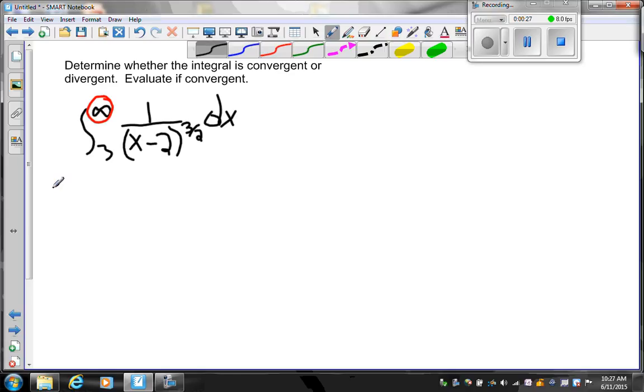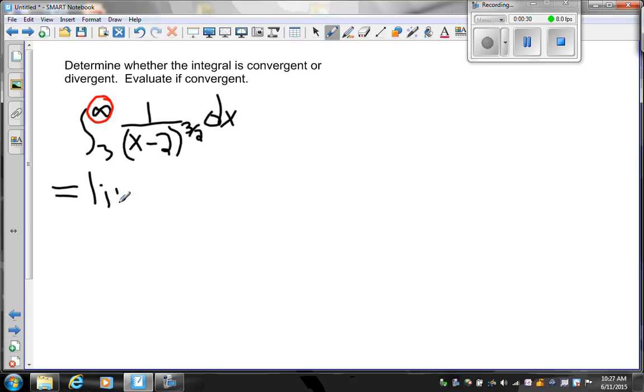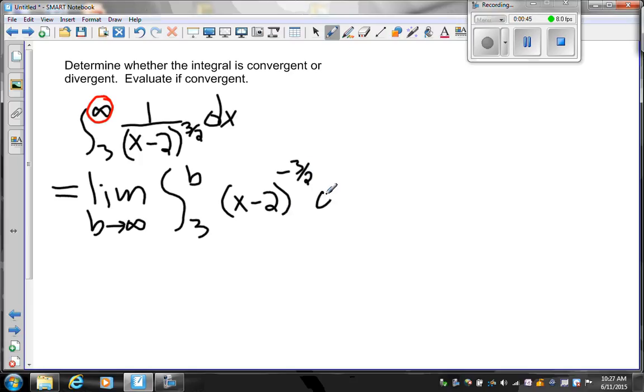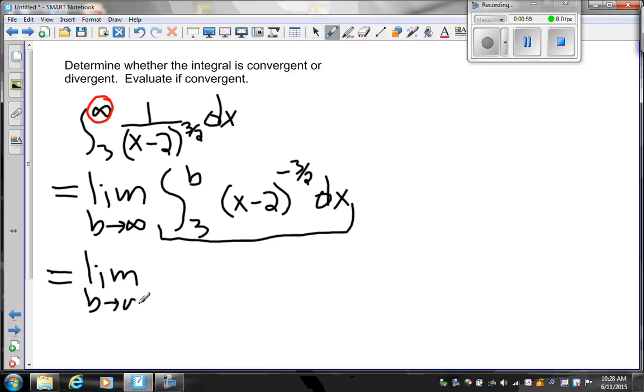So we can rewrite this as the limit as b goes to infinity of the integral from 3 to b, and let's go ahead and rewrite the integrand as well. It's (x minus 2) to the negative 3 halves dx. So now we first evaluate this integral as we would with the fundamental theorem of calculus, and then once we're done with that, we can take the limit to see if the improper integral converges or diverges.